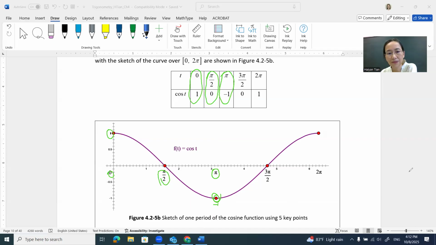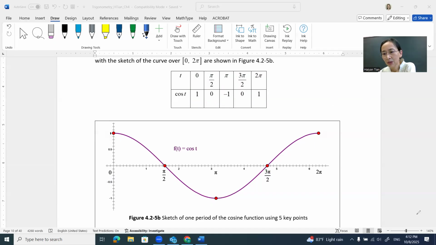So we can see the 5 points, each dot corresponding to an ordered pair. Yeah, I have 5 ordered pairs, and here those are the plots of the 5 ordered pairs. Okay, so you have seen this one period of cosine.